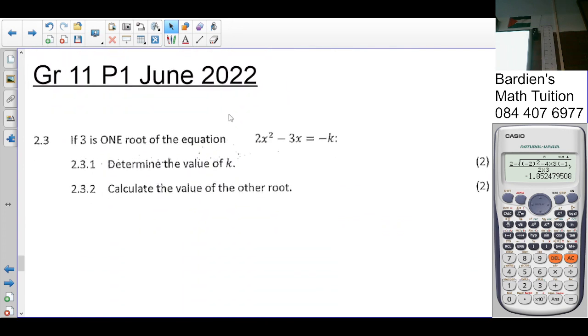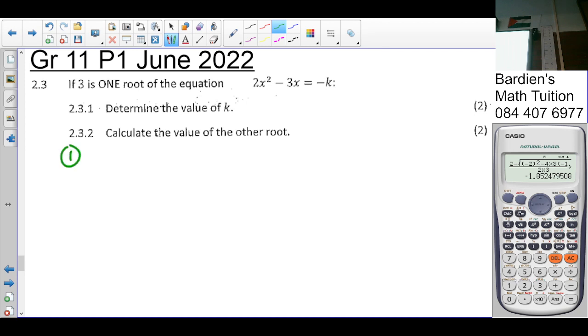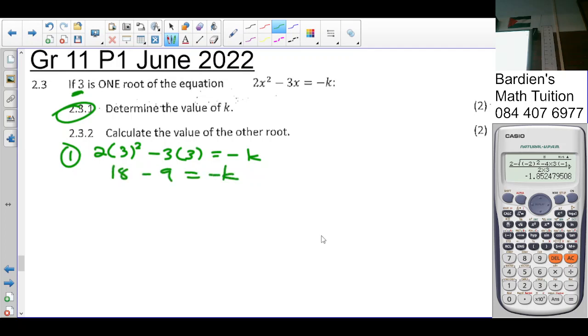The next question is 2.3. It says if 3 is one root of the equation. What does a root mean? An x value. Okay. Determine the value of k. So if the one x value is 3, it's 2 times 3 squared minus 3 times 3 equals negative k. So that's going to give you 18 minus 9 equals negative k. So k is 9 in the negative. Not so. k is negative 9.